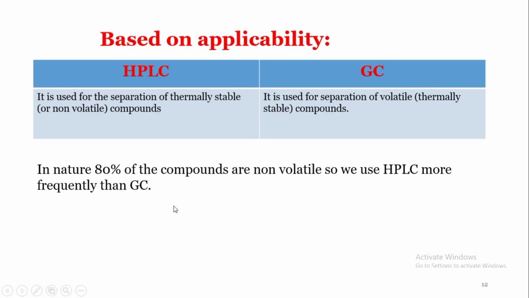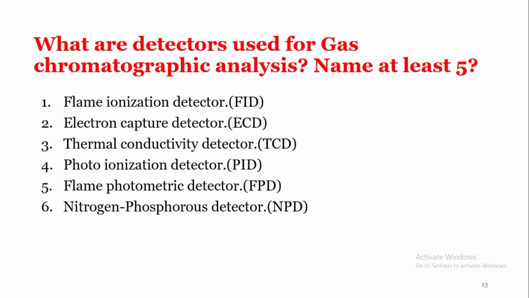Wherever you go in a company, there will be 25, 30, 40, even 50 HPLC instruments, but there will be only 3 or 4 GC instruments in an industry. So that is the basic difference between HPLC and GC.